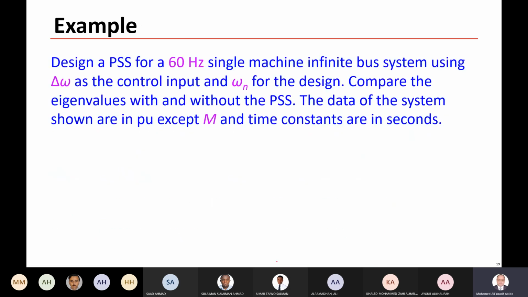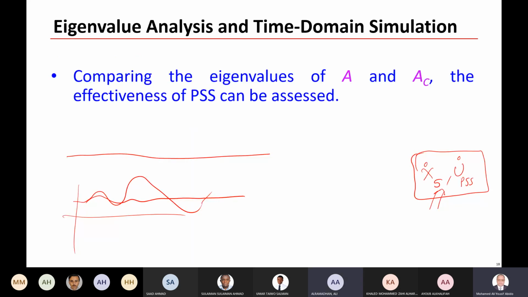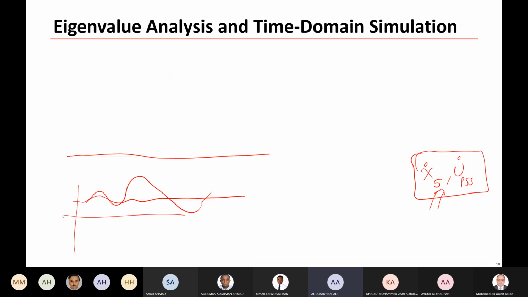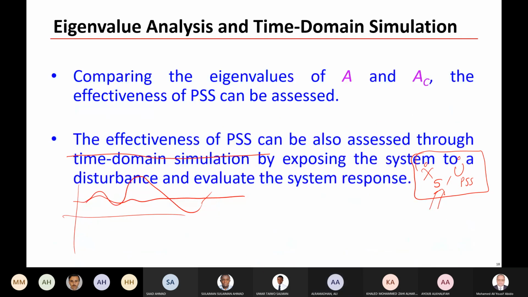Any question, Shabab? Any question? Ramadan, yes. Computing zeta: if we have multiple complex eigenvalues, which zeta do we have to select and compare to see if we are meeting the design specification?